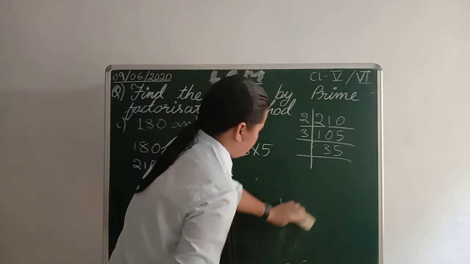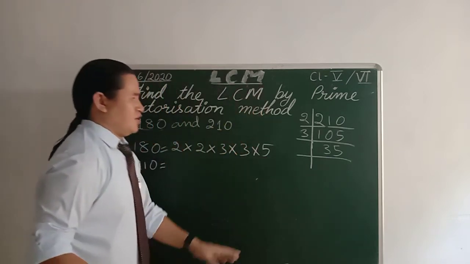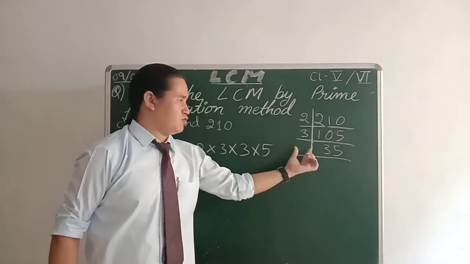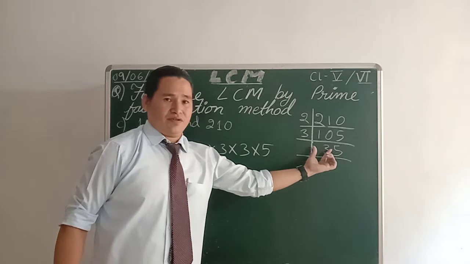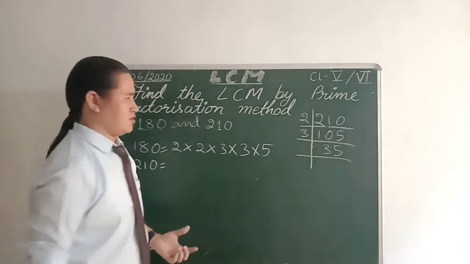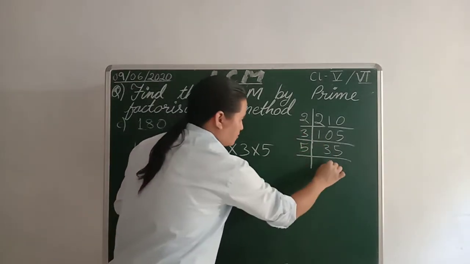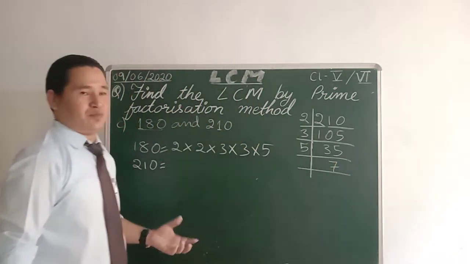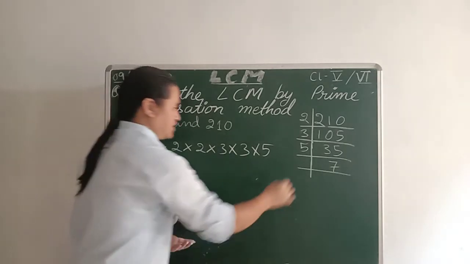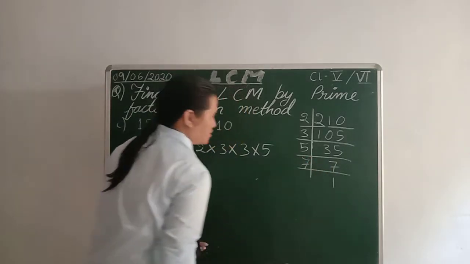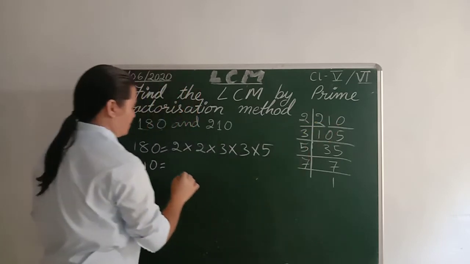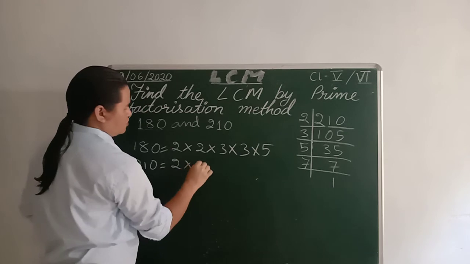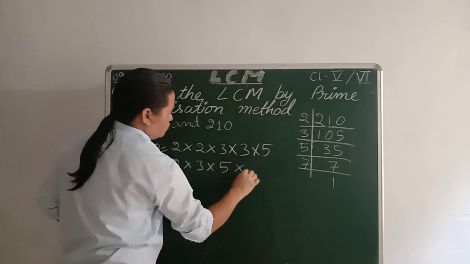Now 35 cannot be broken down or divided by 3. Even with 4 also we cannot break 35. Now if you go for the 5 times table, then yes, 5 how many times? 5 7s are 35. Now at last the remaining is only 7. So 7 cannot be broken down by any other number, only by 7. That means 7 1s are 7. So these are the factors of 210. Write all the factors: 2 into 3 into 5 into 7.